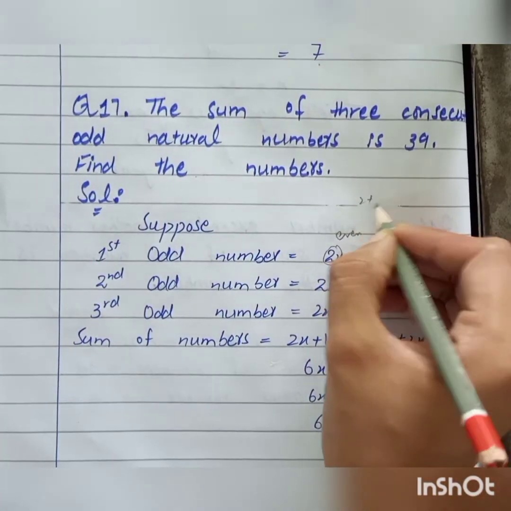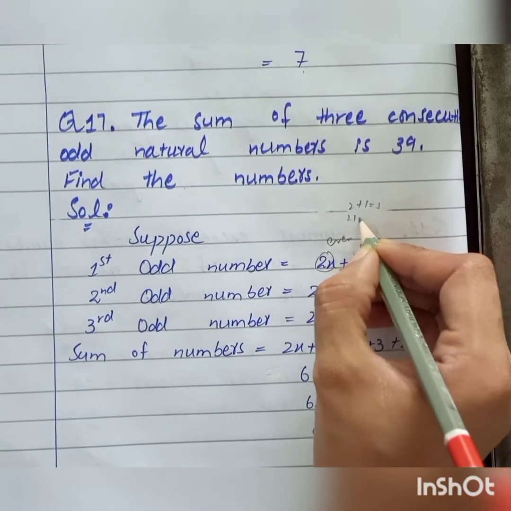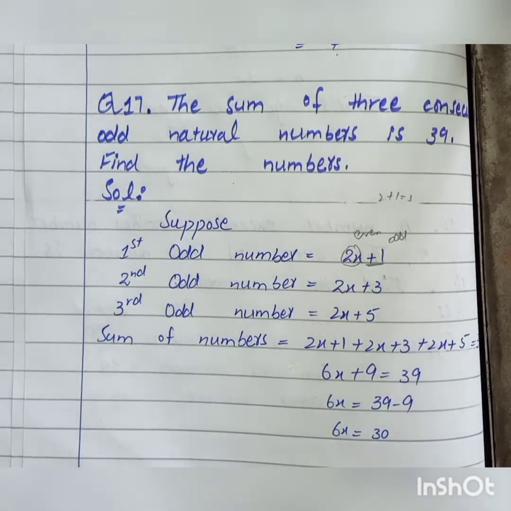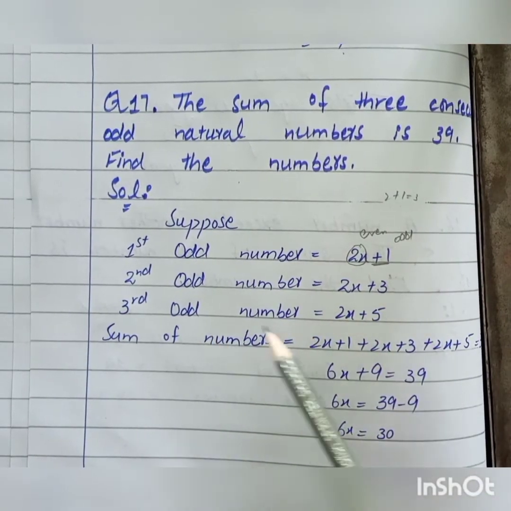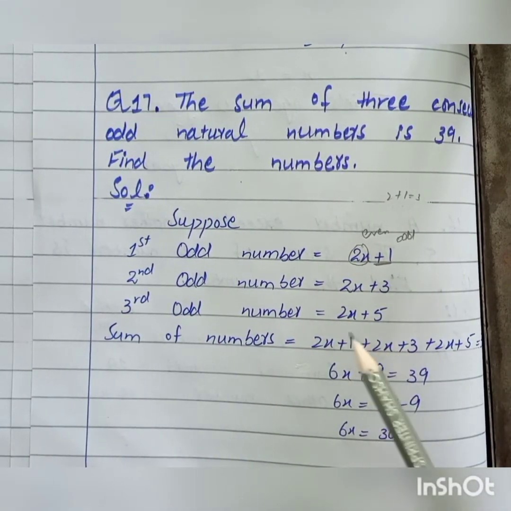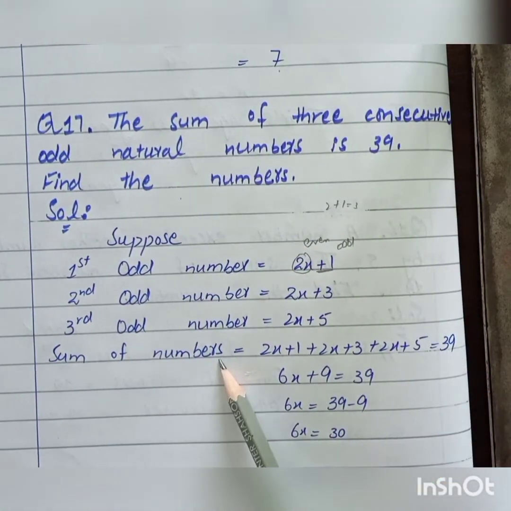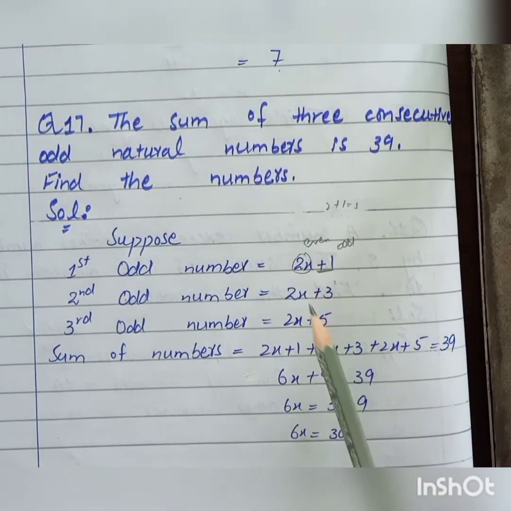So 2 plus 1 is equal to 3, 2 into 2 plus 2 into second odd number is 2x plus 3, third odd number is 2x plus 5. So according to the given question statement, sum of the numbers means first number, second number and third number.